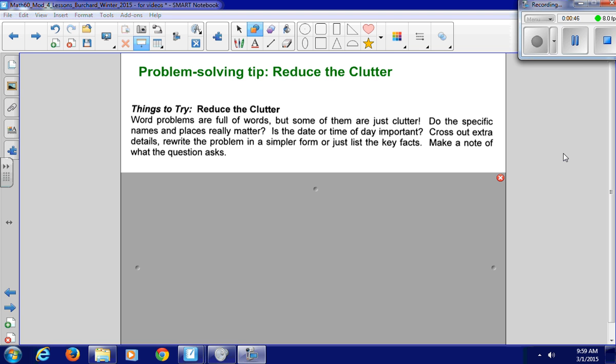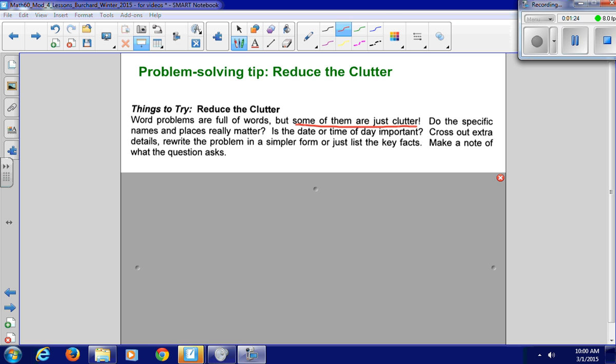So it says some of them are just clutter. I think we have to be a little bit careful about how we think about that. What we mean by clutter is things that don't help you actually solve the problem. Sometimes the details help you understand what's going on in the problem, help you see the context, but aren't really necessary for solving the problem. So look for what's important, what's not, and cross out the extra details.